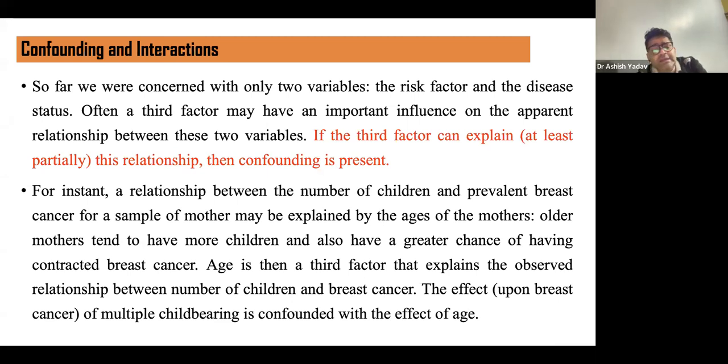Okay, then you might have an impression that having a greater number of children may result in breast cancer, may be associated with breast cancer, but in actuality it is the age because of which you are getting this. The older the female, the more chances she has of getting breast cancer. So if there is a third factor in your study design, which is often not of your interest, but which directly or indirectly changes your outcome or influences your outcome, then that factor is considered a confounding variable.